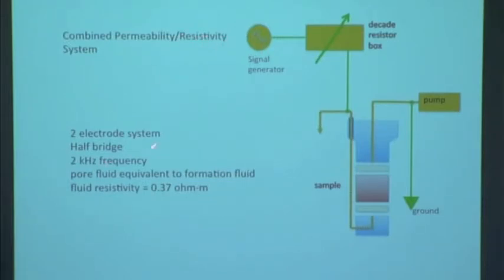so that we could apply here, in this case, a 2 kilohertz sine wave through a decade resistor box in series with the one end of the sample. The other end of the sample is grounded. So all you do, you apply the voltage of the signal to it, and you just adjust the decade box so that the voltage at this point is half of the supply signal, and then you can just read off the resistivity of the sample from the decade resistor box.